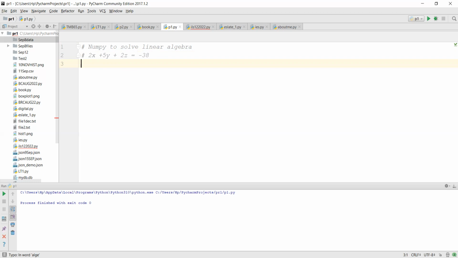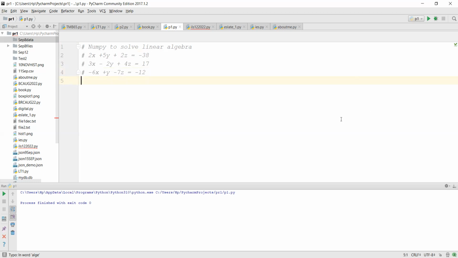Let's create our second equation, which is, let's say, 3x minus 2y plus 4z equal to 17. And then you have minus 6x plus y minus 7z equal to minus 12. Okay, so we'll try to solve these equations.